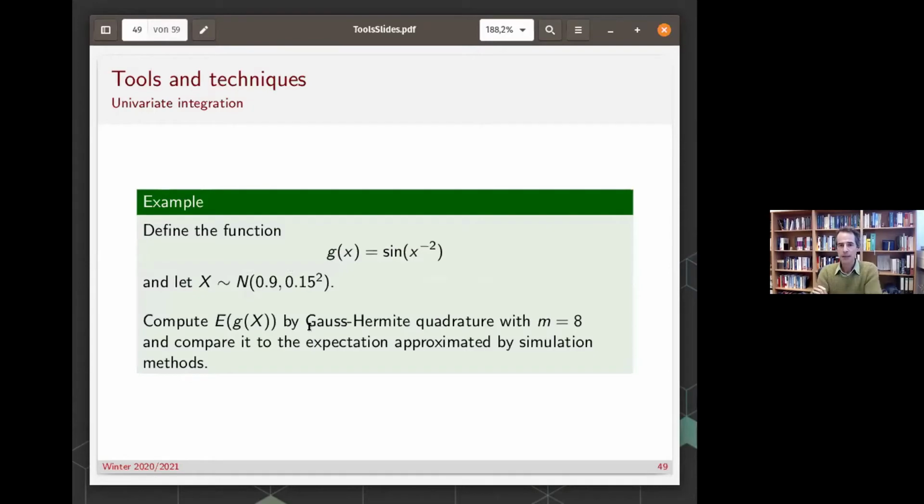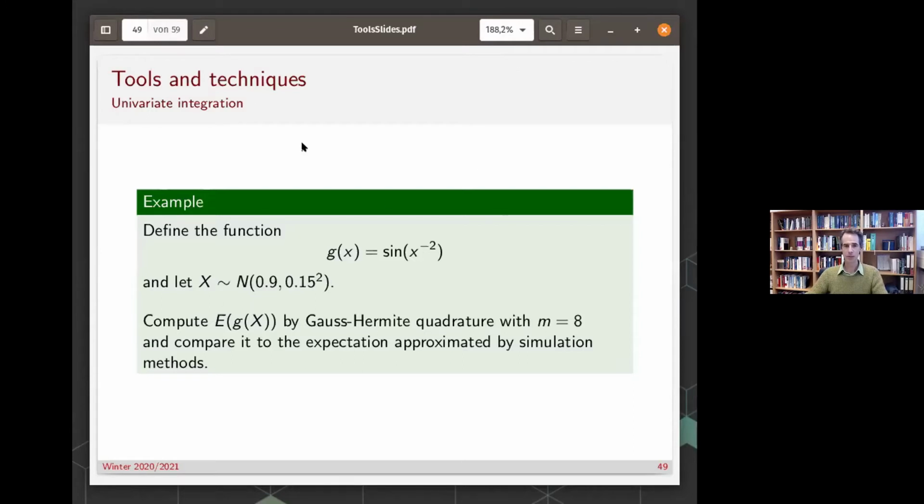Let's look at one example of how to actually use that. Here we assume that the function we want to evaluate is the sine of x to the power of -2. We assume that X has a normal distribution with expectation 0.9 and variance 0.15 squared. What we want is the expectation of the sine of this normally distributed variable to the power of -2. How do we compute that? This is part of the tools slides, which are on the Learn web.